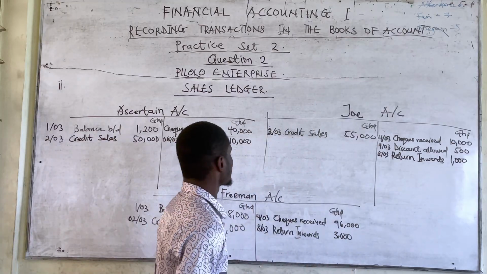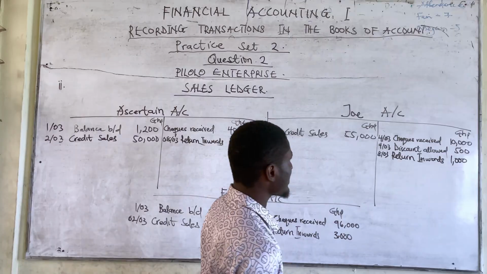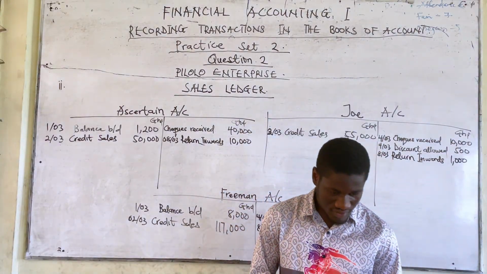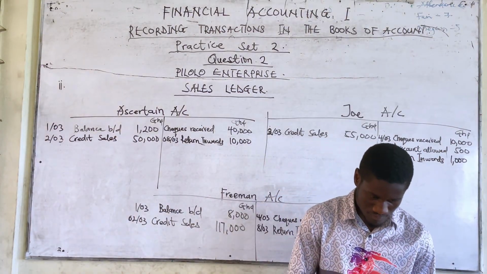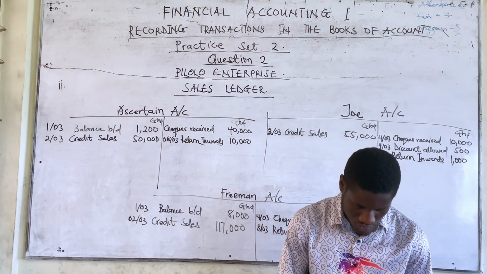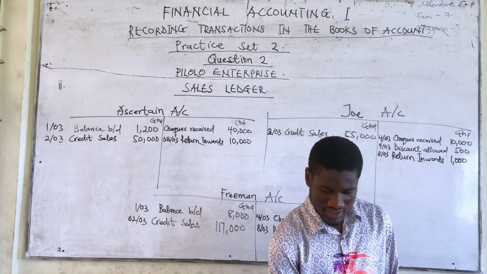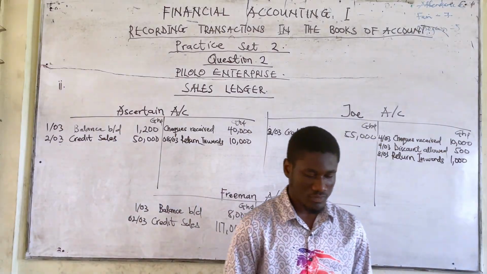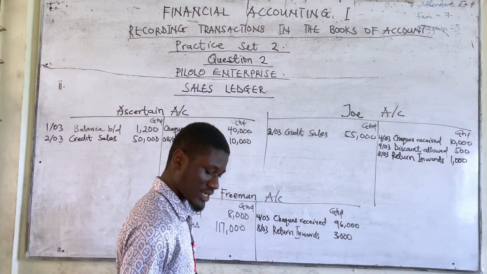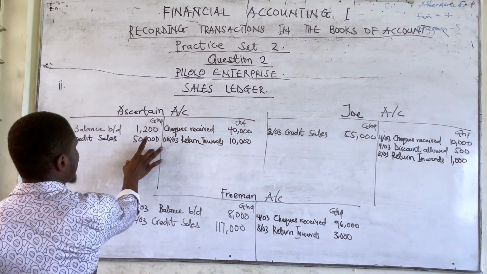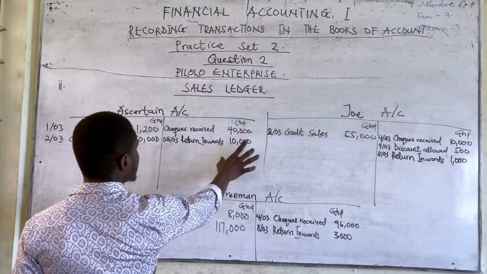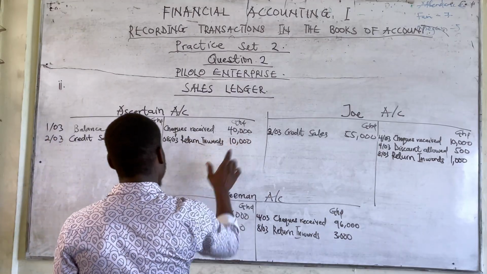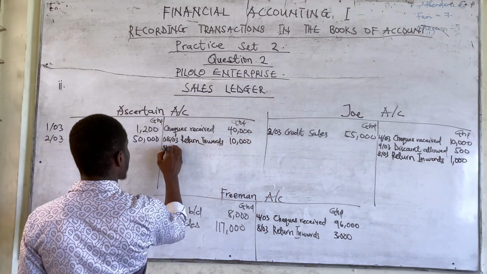Good. So we'll continue and check if there is any other transaction involving the accounts. It seems there is no transaction again involving the account. So we move on to balance the account. We will see that this side is greater than this side, 51,200 and 50,000. Good. So we are going to get our balance c/d here.